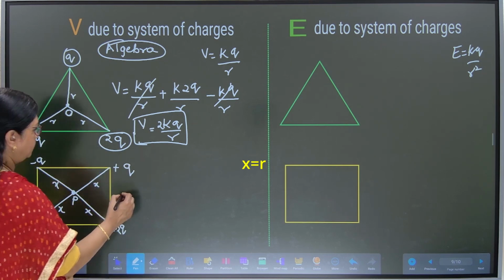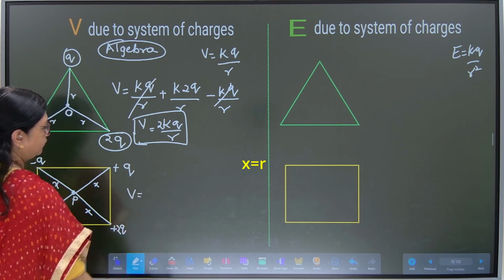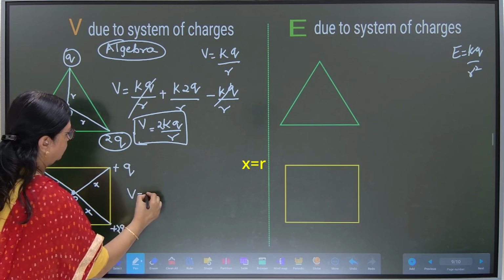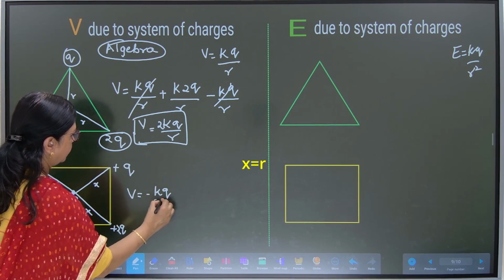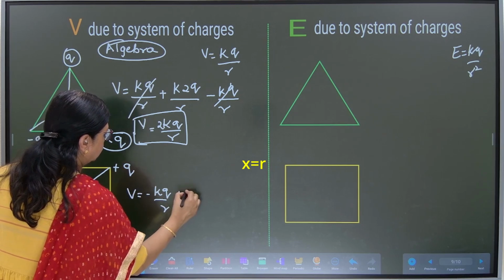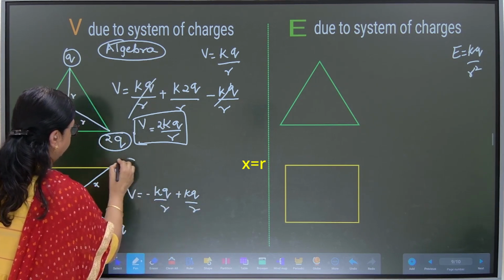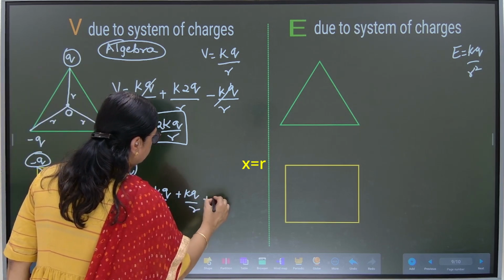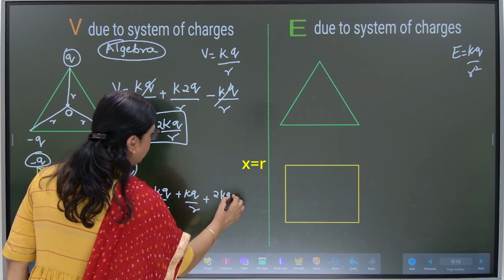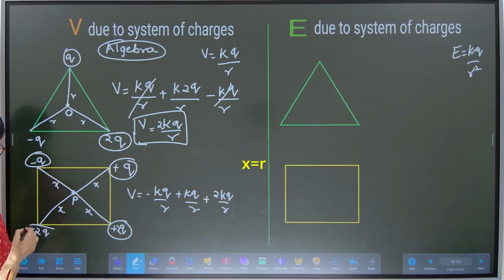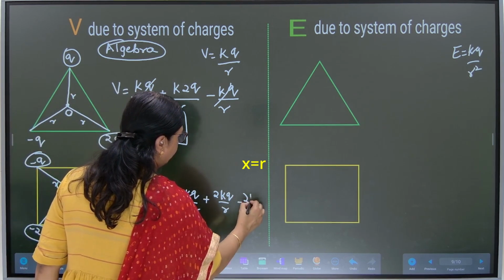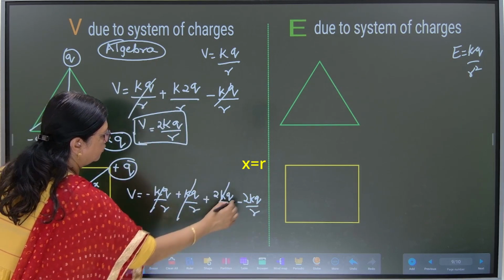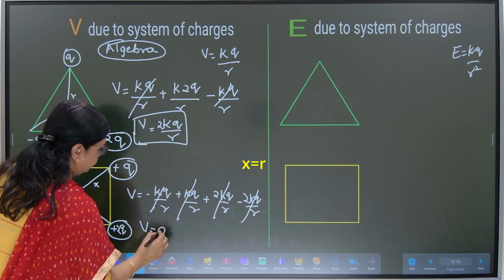Now, how do I add them algebraically? V is equal to, let me talk about the first one, this one. Formula negative kq upon r. Second one kq upon r, this one. Third one positive 2kq upon r. Fourth one, because it is negative, negative 2kq upon r. What is my answer for the potential? 0. That is also possible.